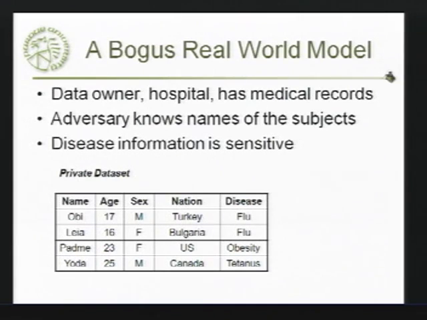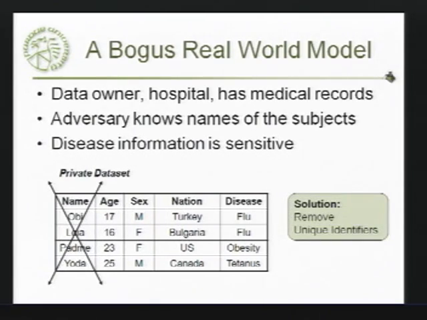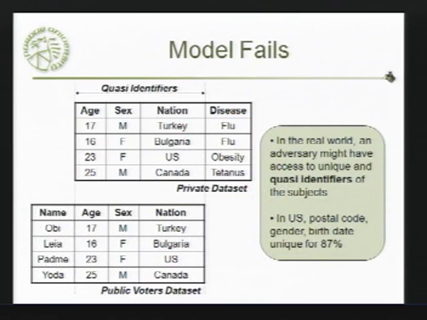Now, the problem is, how are we certain they can't be traced? So say we take this data set, and diseases are sensitive. What we're going to do is remove the name. We've gotten rid of that unique identifier. The only problem is a lot of this other information may be available. Suppose there is a directory of people who are in the hospital that has their name, age, gender, and nationality, but doesn't list the disease. Well, now you can put these two together.